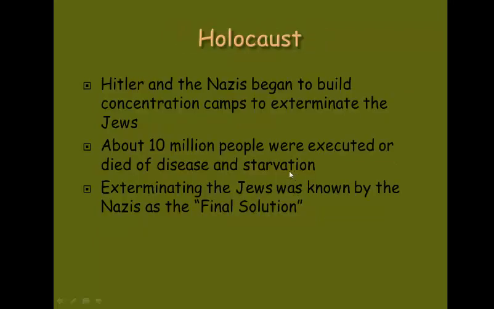There's two other issues that happened during this war. One during the war and then one after. Most of you should have, by 11th grade U.S. history, a good idea of what took place during the war with Germany and their final solution. Hitler and the Nazis begin to build concentration camps, extermination camps. Some were work camps, some were death camps. I don't want to get into all of that. It's bad. About 10 million people were killed, executed from disease, starvation, gas chambers. And really what the Nazis referred to this as was their final solution.